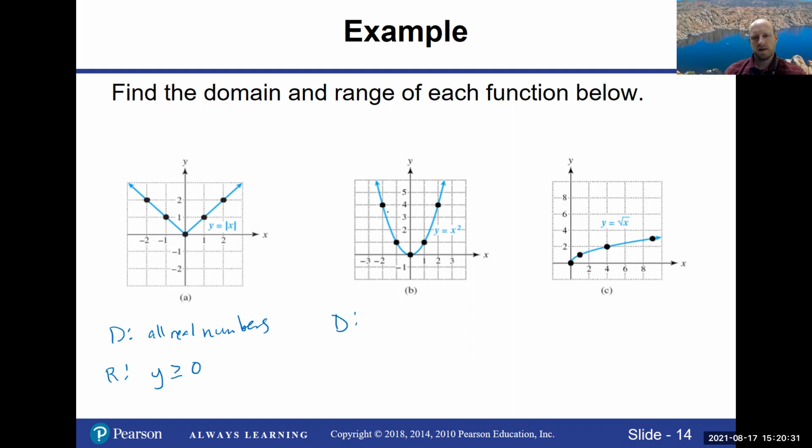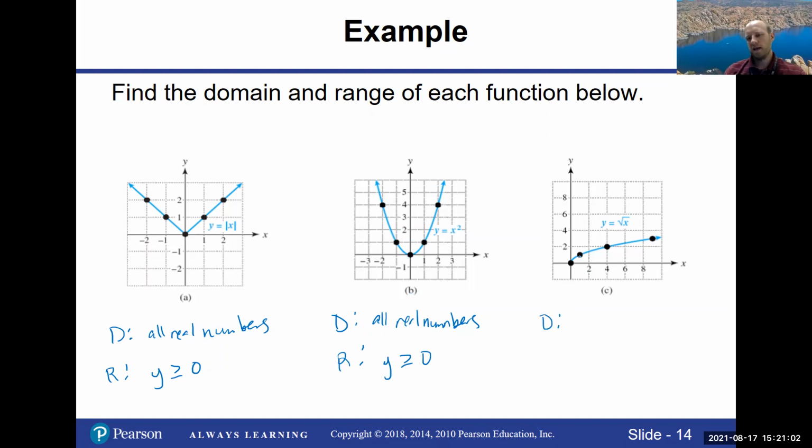The domain on this one, same thing, it's a parabola. Anytime you have a parabola or an absolute value, it's always going to be all reals because this extends forever. And the range here is actually the exact same thing. It's greater than or equal to 0 again, just like the last one, because the smallest value it can be is 0 and it keeps going up on the y-axis there.